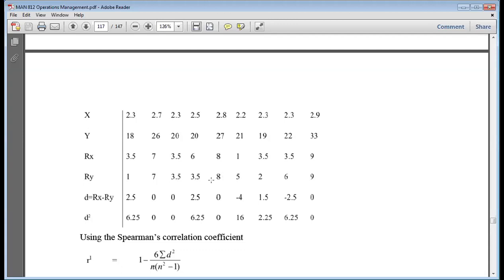Then ranking for Y. Now, you know we are now ranking Y. Y now, the highest in Y is 33. That is why it is taking 9. Are you getting it? Followed by 27, which is 8. Then another highest now is 26, which is 7. Followed by which one is highest? 22, which is 6. Followed by 21, which is 5. Followed by which one again? Followed by 20. And have you seen that 20 appears 2 times? Yes. Have you seen it?